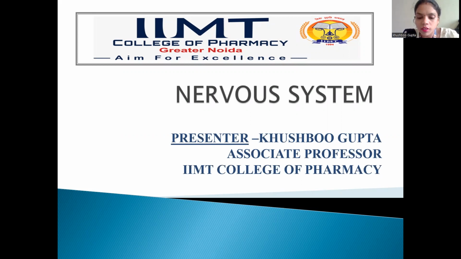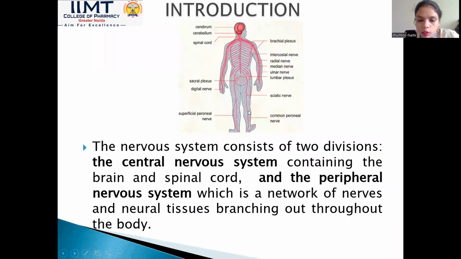Today, my topic of presentation is the nervous system. The nervous system is basically the system which comprises the brain and the skull and all other body parts. It is mainly divided into two parts, the central nervous system and the peripheral nervous system. The central nervous system is composed of the brain and spinal cord, and in the peripheral nervous system we study the nerve tissues, which branch out throughout the body.